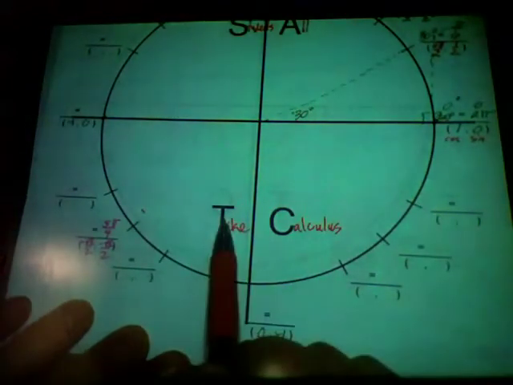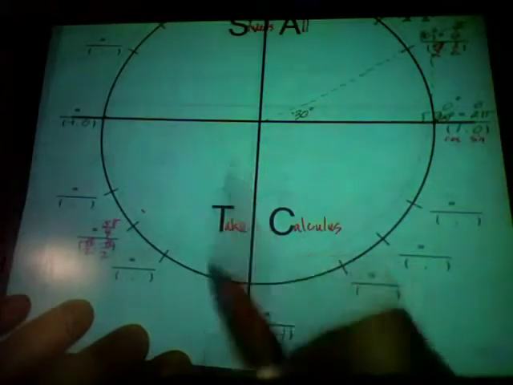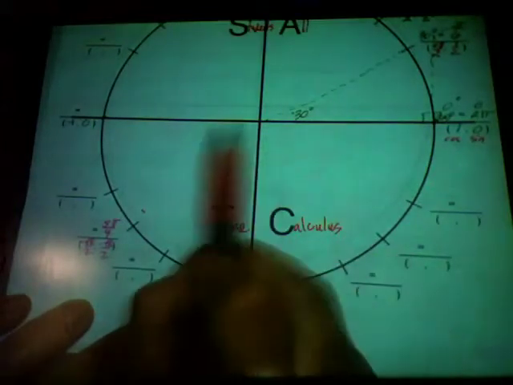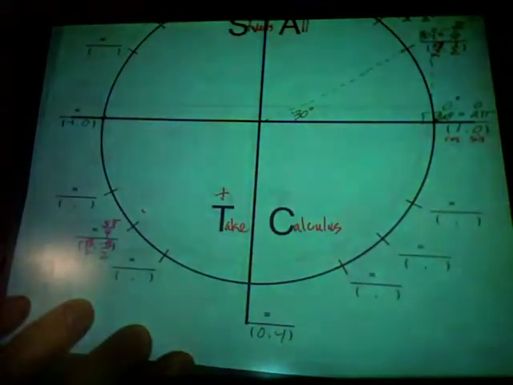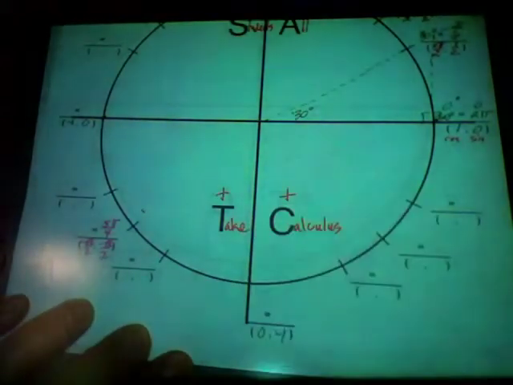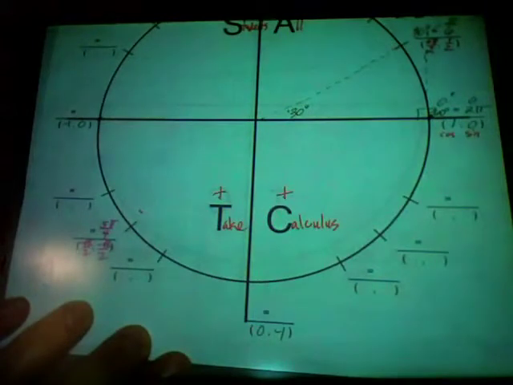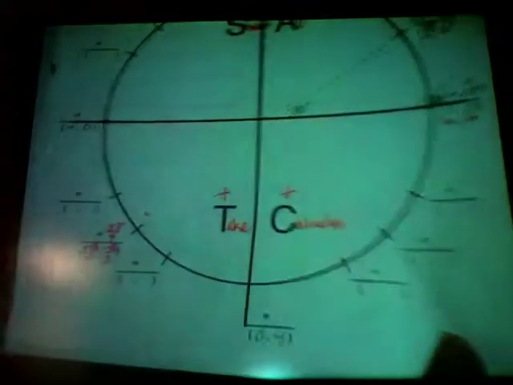All right, so take tangent, isn't that y over x? What's your y? Negative, and what's your x? Negative. So doesn't that make tangent positive? And then cosine is going to be your positive one in quadrant 4. So that kind of helps you, so you have to remember everything.